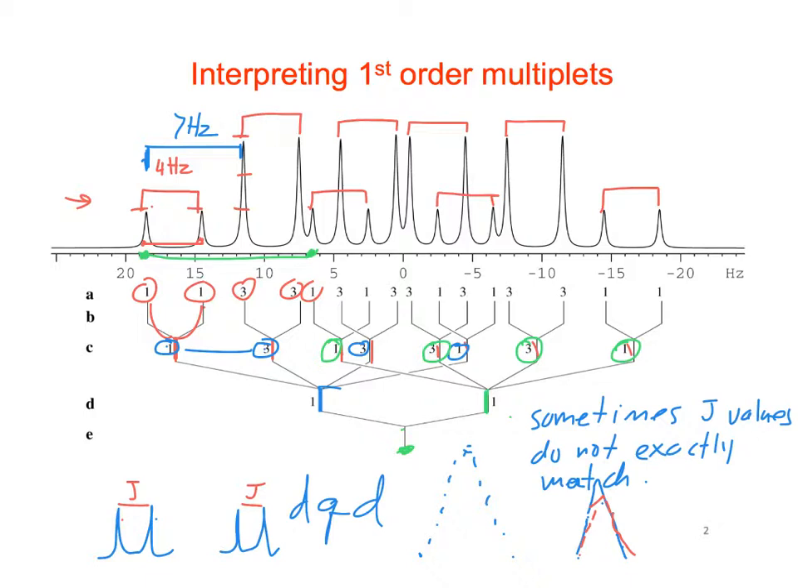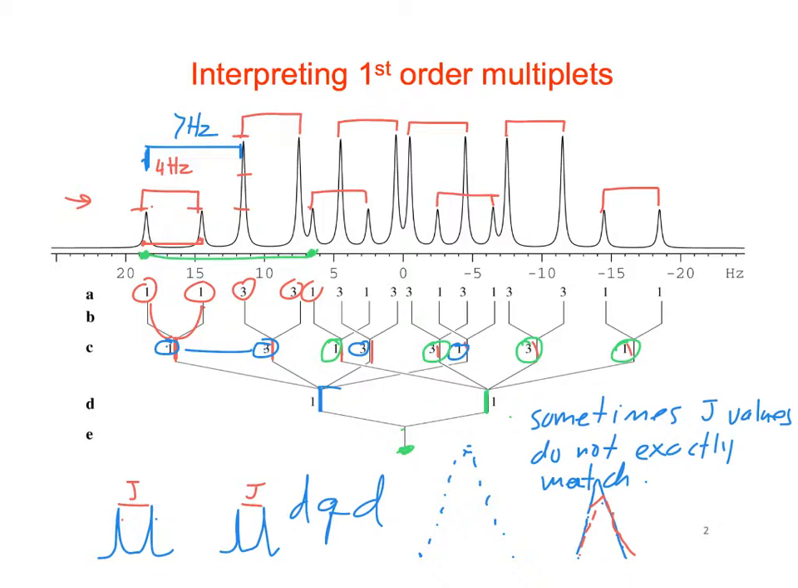So, one thing that you can do to help that a little bit is change the number of data points over which the spectrum is processed. So the Fourier transform.